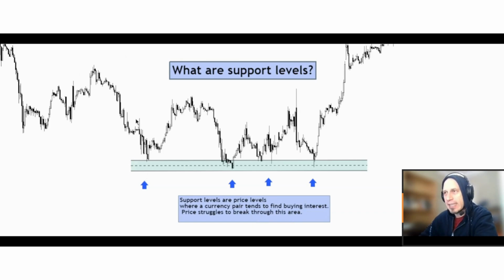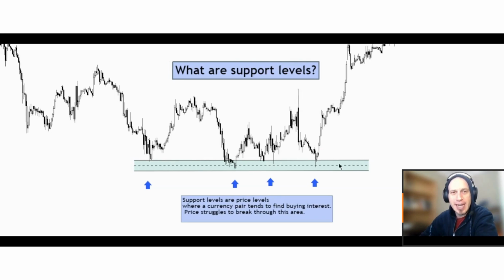Price bounces from this floor, goes back up, comes back down, bounces again off the floor, goes back up, comes back down, and bounces again. This area is the floor. This area is our support level. We don't need to know what the reason is, but we know that for whatever reason, price tends to bounce once it hits this area.